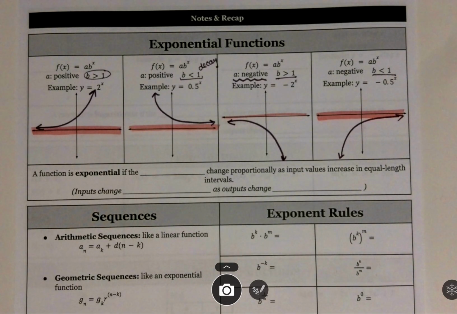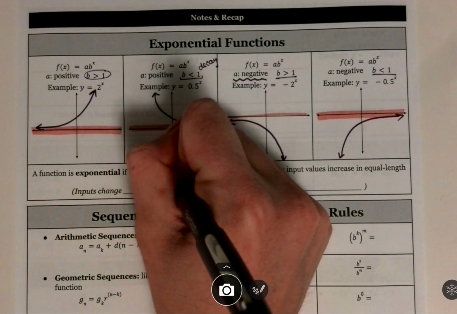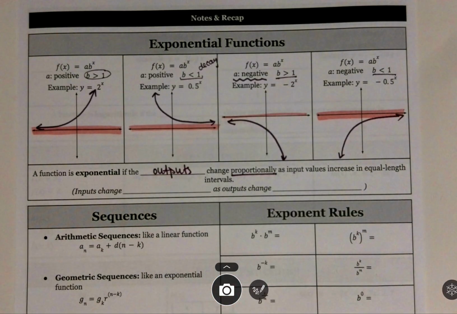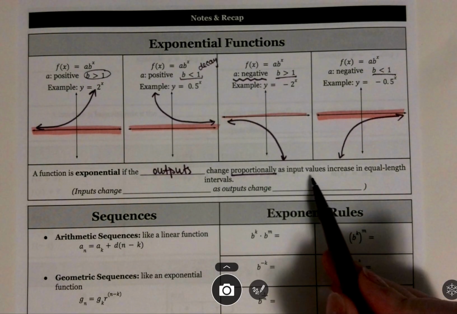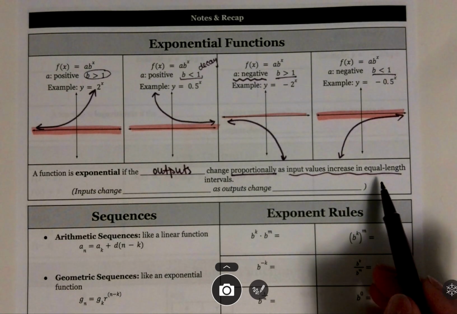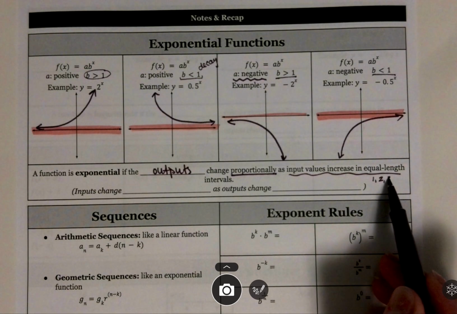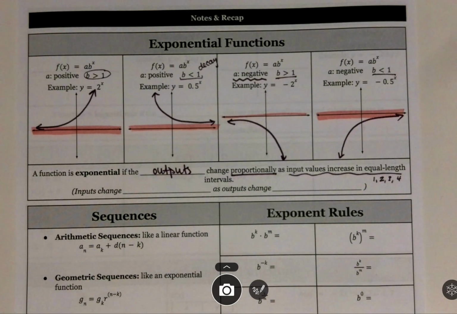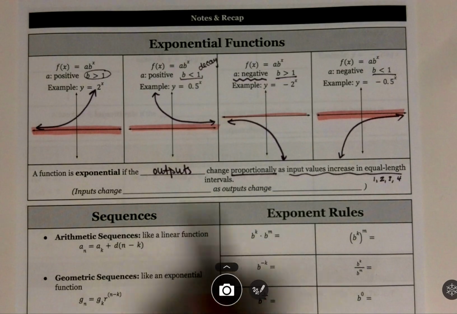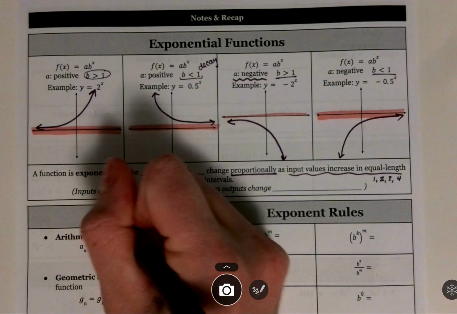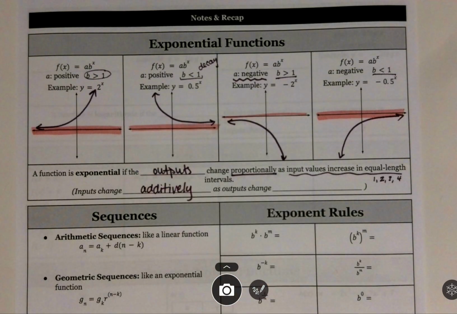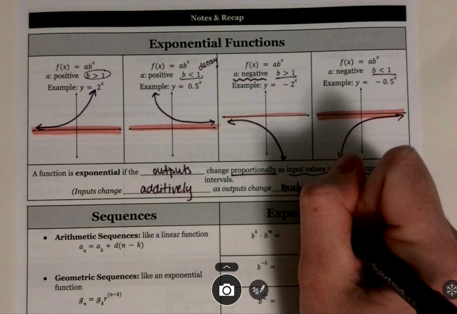A function is exponential if the outputs change proportionally as the input values increase in equal length intervals. Inputs in equal length intervals could be like 1, 2, 3, 4. They're all 1 apart. It could be 2, 4, 6, 8, as long as they're equally spaced. We also talked in class about how inputs change additively as outputs change multiplicatively.